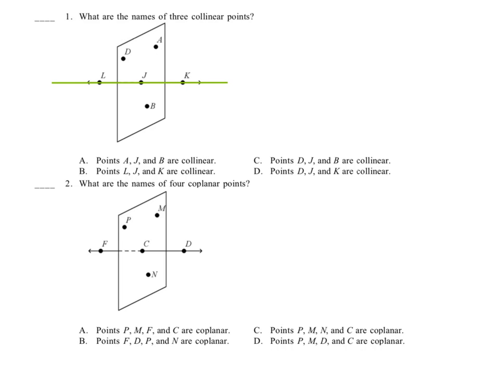What are the points? The points are L, J, and K. Points L, J, and K are collinear, and that is B. Okay.